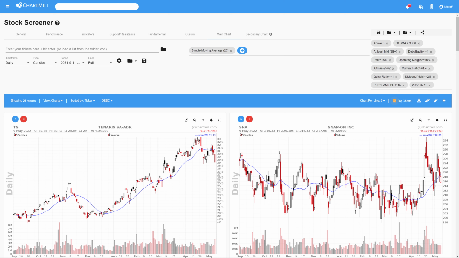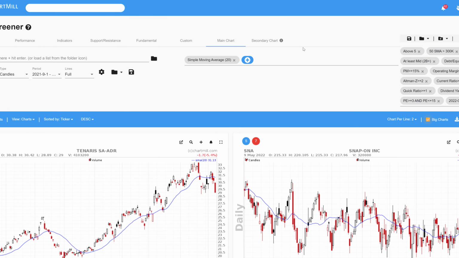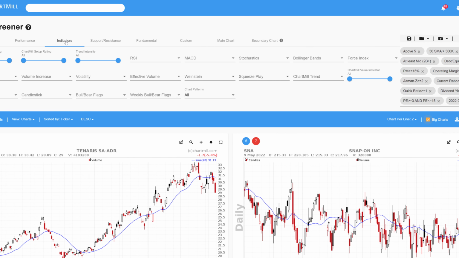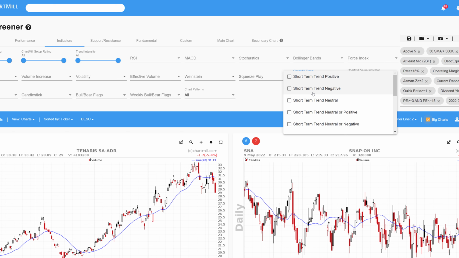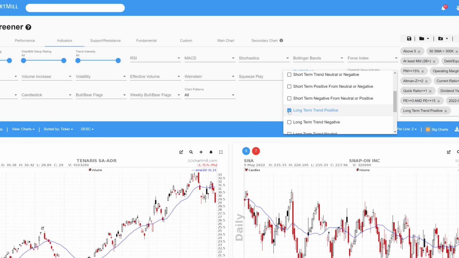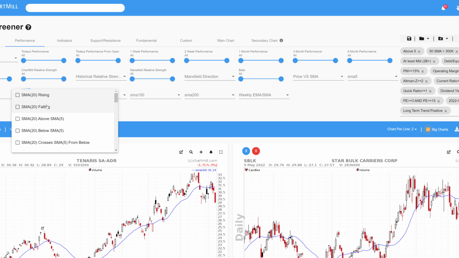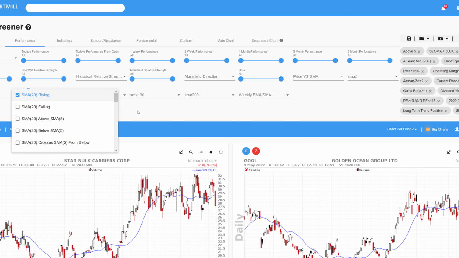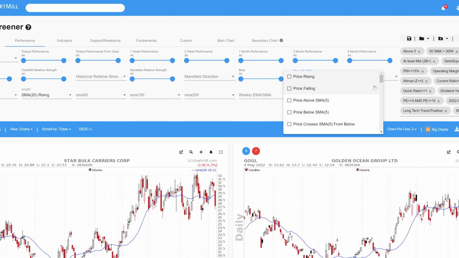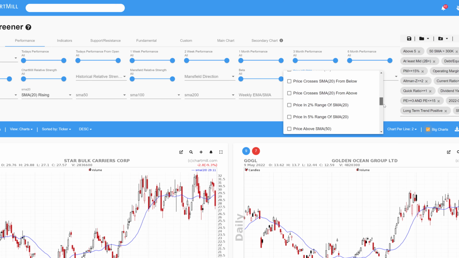First of all, we are going to use a trend filter which determines that the stocks we are looking for are actually in a long-term rising trend. To do this, I select the option Long-Term Trend Positive under the ChartMill trend menu in the Indicators tab. Then I go to the Performance tab, and for the SMA 20 itself, I select SMA 20 Rising. Next, for price versus SMA, choose the option Price in 2% range of the SMA 20. Make sure the SMA 20 is added as an overlay to your charts.